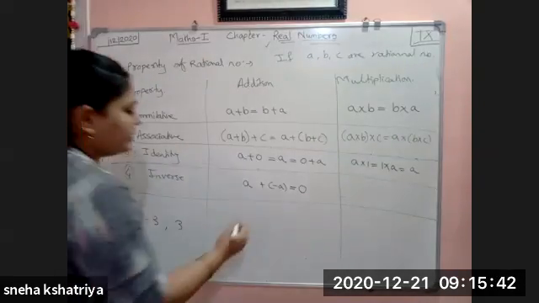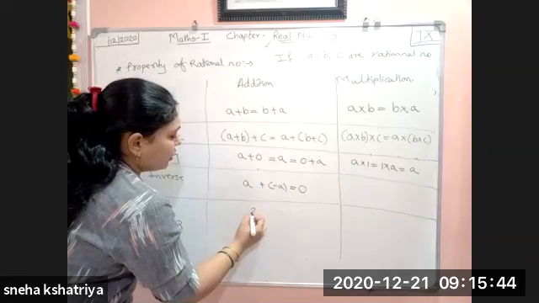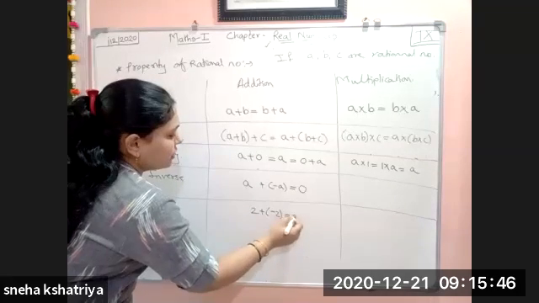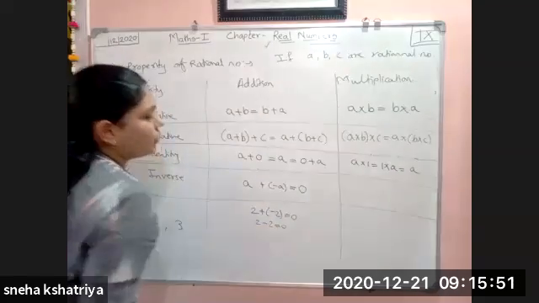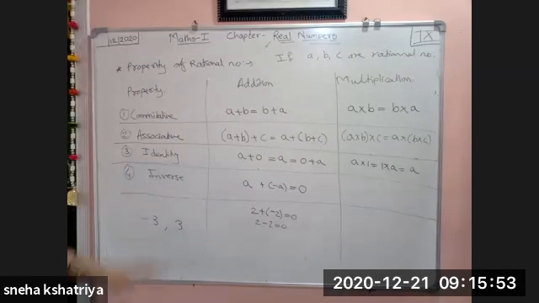We can take any example also. Let us take 2 plus (minus 2), which is equal to 0. Again, plus and minus become minus: 2 minus 2 which is equal to 0. Okay, this is what your inverse is.